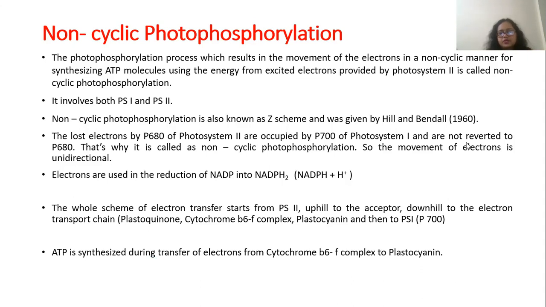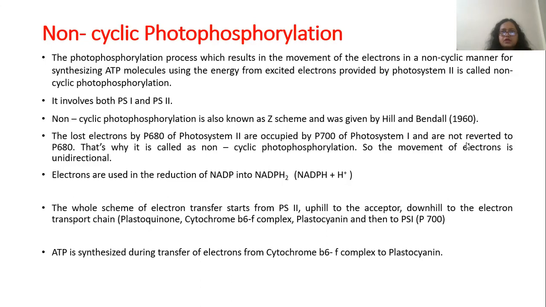And this photophosphorylation involves both PS1 as well as PS2, and it is also known as a Z scheme because it takes the shape of a Z structure. Hence it is called a Z scheme, and it was given by the scientists Hill and Bendall in 1960.